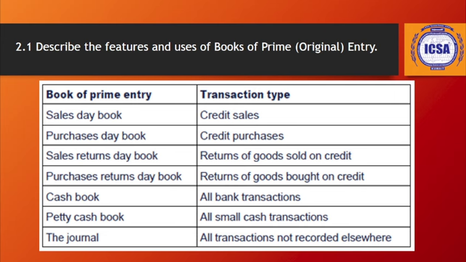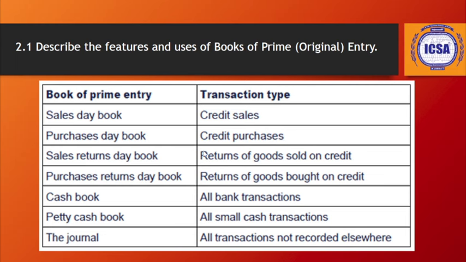Books of prime entry, as we had discussed in our previous lecture as well. Here we are going to discuss it once again as a recap: sales day book and its purpose, purchases day book, its purpose, and all these books of prime entry and their main uses and main purposes. Sales day book is used to record credit sales only. Purchases day book is used to record credit purchases.